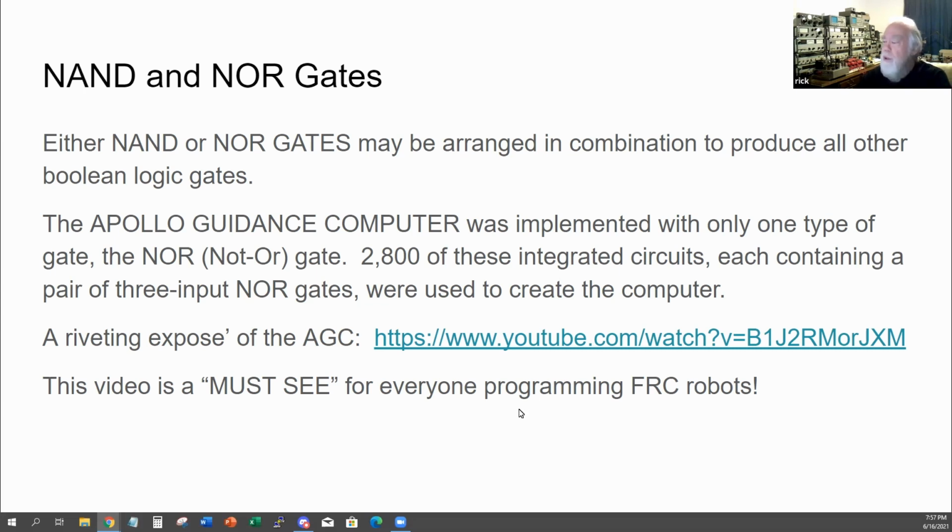This YouTube video that I reference here is a very interesting video that gives you the history of how the Apollo guidance computer worked, but more importantly, it tells about design constraints and how they were able to use the scientific approach to make a very, very robust and reliable computer, and how some of those same approaches to designing a computer can be valuable in making a reliable robot computer.